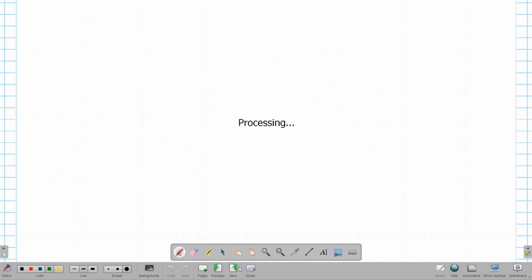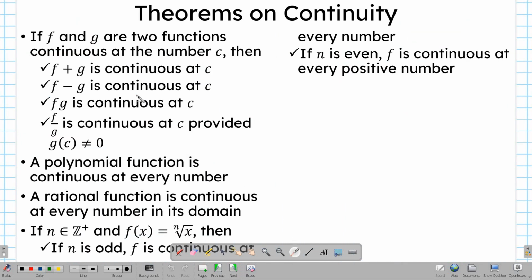So just some theorems on continuity. If two functions are continuous already at c, then performing algebraic operations would be continuous also at c. Further, a polynomial function is continuous at every number. A rational function is continuous at every number in its domain. And for radical functions, if n is odd, f is continuous at every number. If n is even, f is continuous at every positive number. And that is continuity at a certain number c.